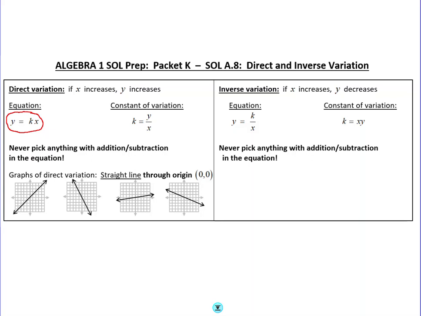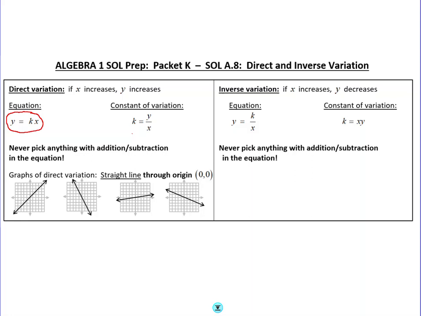If you solve for k, you can find the constant of variation, or the constant of proportionality, by using the equation k equals y divided by x. Remember that if you see addition or subtraction in an equation, it is not direct variation.